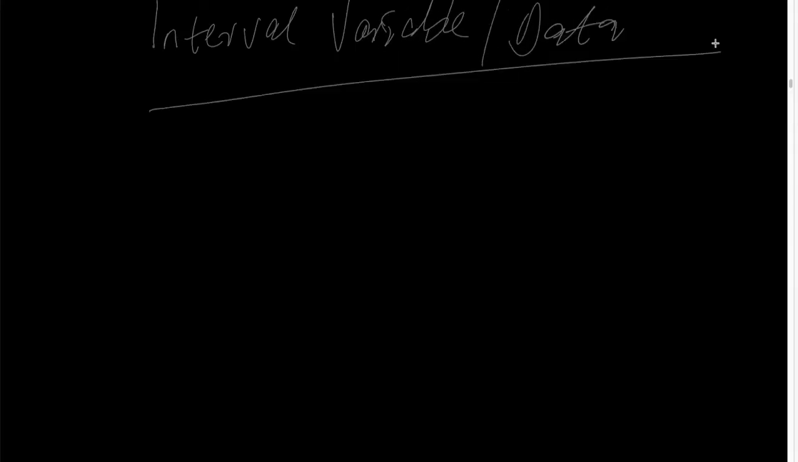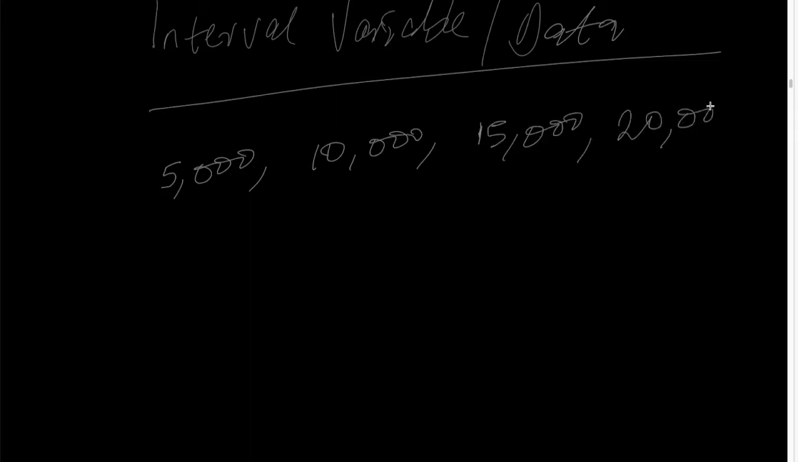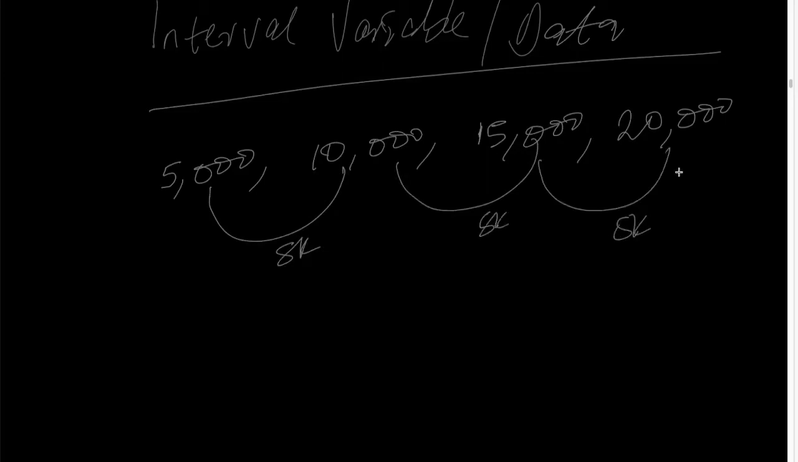What is interval? Interval variable or interval data. Let me give you some instances. You have 5 staff. This is their salary. The first guy is receiving 5,000. The next guy, 10,000. The next level, 15,000. Another level, 20,000. You can see the difference between these is 5K, 5K, 5K. There's consistency between these levels. This is interval. A clear demarcation between each level. Such data are interval data.